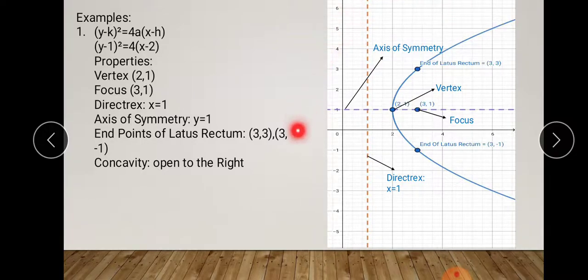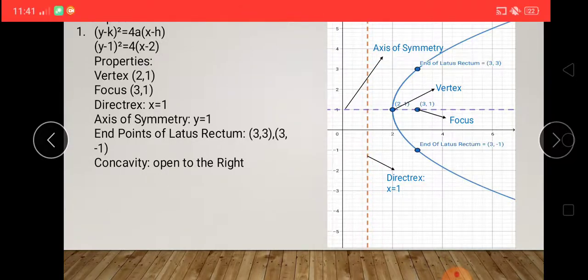And this is the graph of example number 1. This is the vertex at the point (2, 1), and this is the focus at the point (3, 1). And this is the end of the latus rectum at the point (3, 3) and at the point (3, −1). And this is the axis of symmetry, and this is the directrix x = 1.